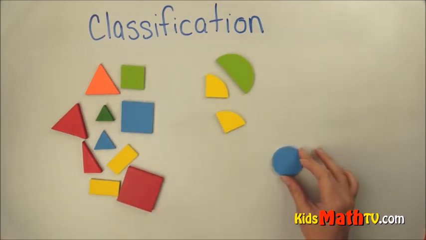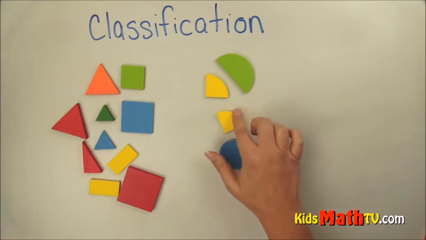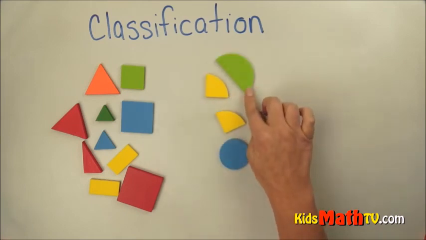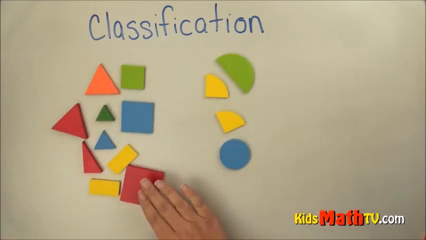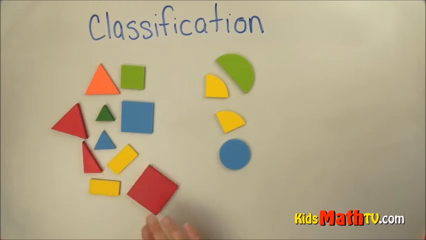The square comes over here. Rounded, rounded, rounded, and rounded. And these shapes all have all straight edges. So that's another way to classify. That's the end of our lesson on classification.